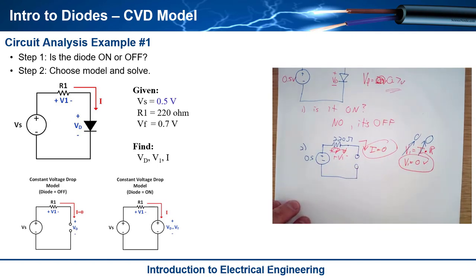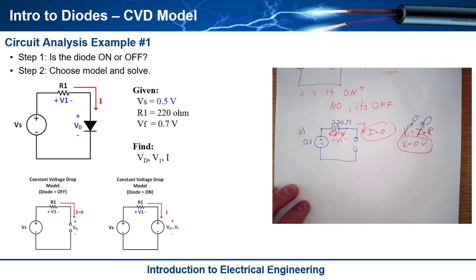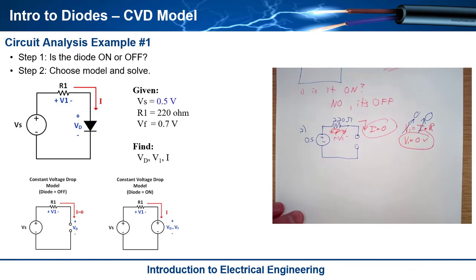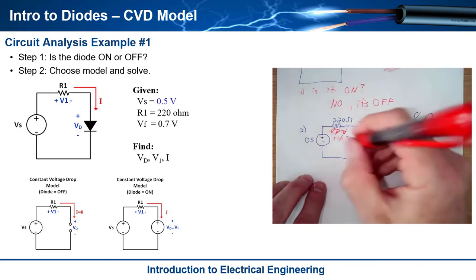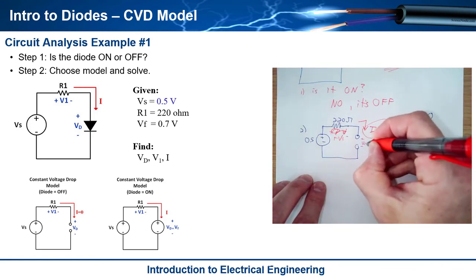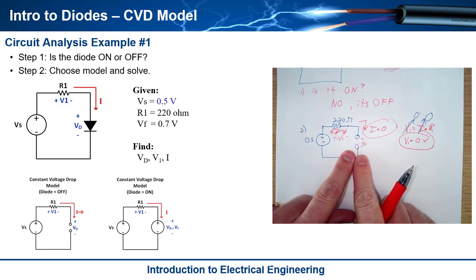Now the interesting thing, and this is kind of strange when you first start analyzing diodes: what is the voltage right here, VD? Just because there's no current flowing through the diode, this open circuit, doesn't mean that you can't have a voltage develop across it. Just think about a battery, right?